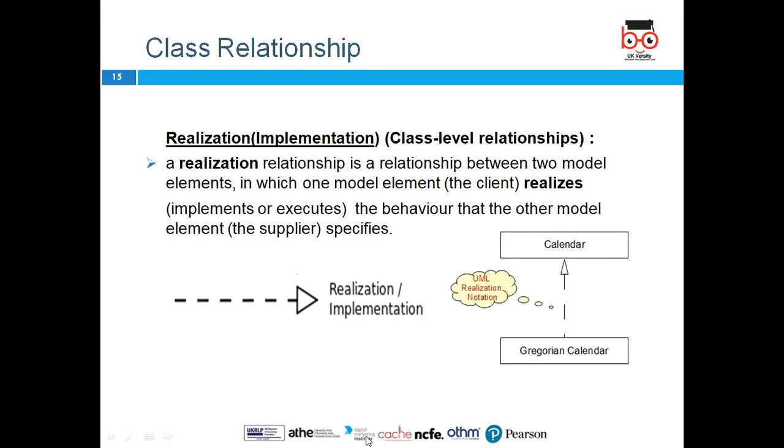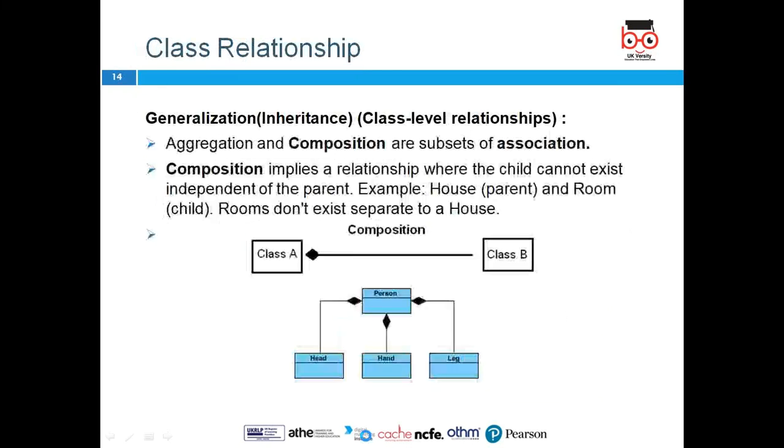And realization is basically the implementation. For example, there is a general calendar. If you want to implement a specific calendar, then you are basically doing the realization. How do you denote this? You denote it with dotted lines and a triangle. So you did a kind of realization here, right?